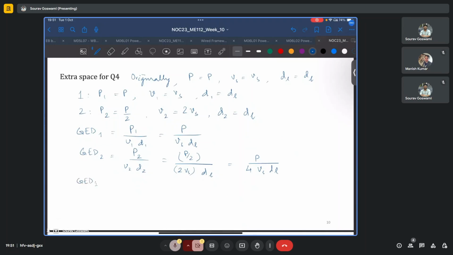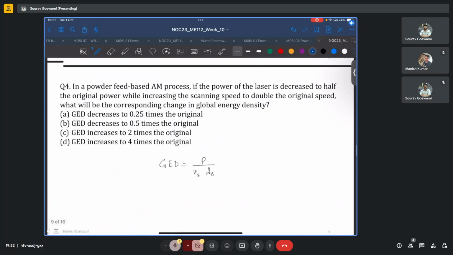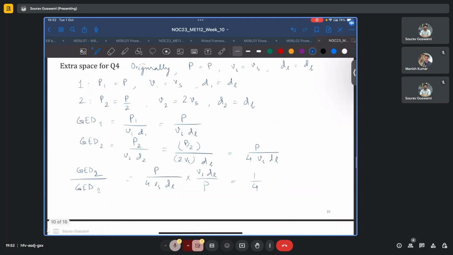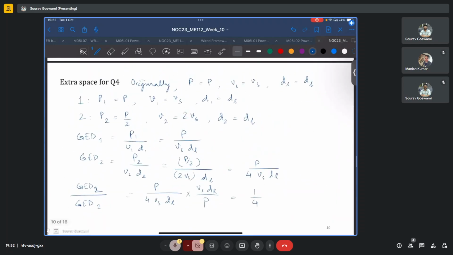GED2 by GED1, we see that this is P by 4 Vs dl by P by Vs dl, or 1 by 4. So we see that by halving the power and doubling the scanning speed, the global energy density has decreased to one-fourth of the original case.